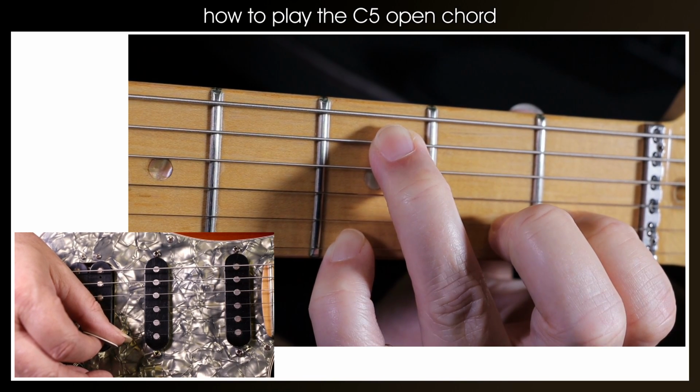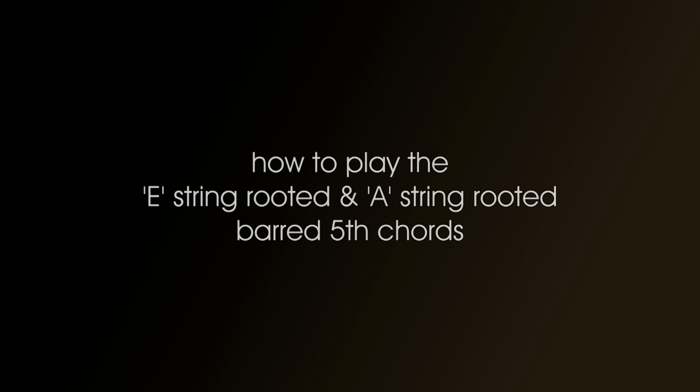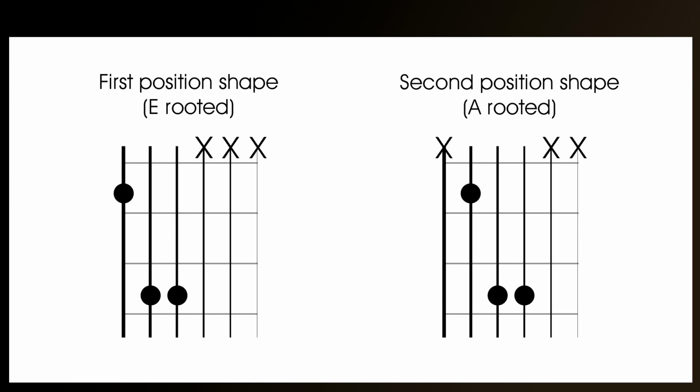Right, the last part of this lesson will actually be a lesson I did a long time ago, but I've updated it and put it on here because it's very relevant. And it's how to play the E string rooted and A string rooted barred 5th chords, or power chords. These chords go under several names, and the most common one is probably power chords. However, you sometimes hear them referred to as rock chords and as 5th chords. Theoretically, the correct term should be the 5th chords.